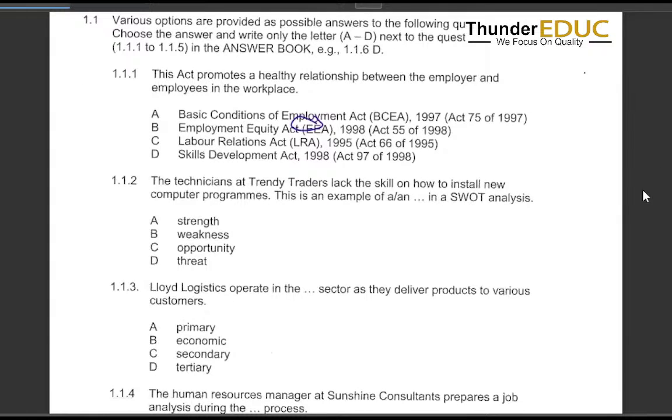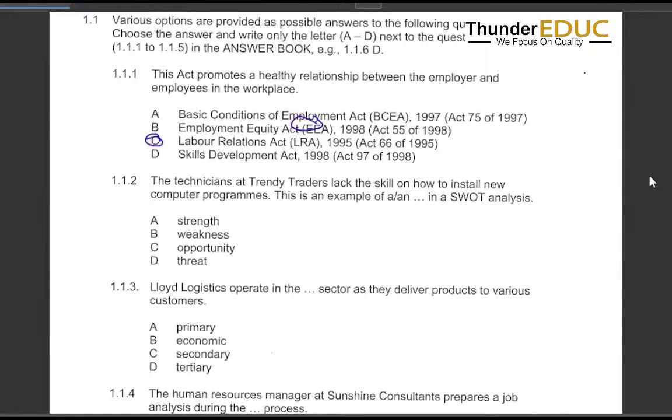Okay, right. So now if you go through 1.1.1, it reads as follows. This act promotes healthy relationship between the employer and the employees in the workplace. If you check the act that promotes good rapport between the employer and the employee, or the act that promotes good working relationship, it's the Labour Relations Act. So our appropriate answer in this regard is going to be C. Okay, right, grade 12s. Now let's move on to the next question.